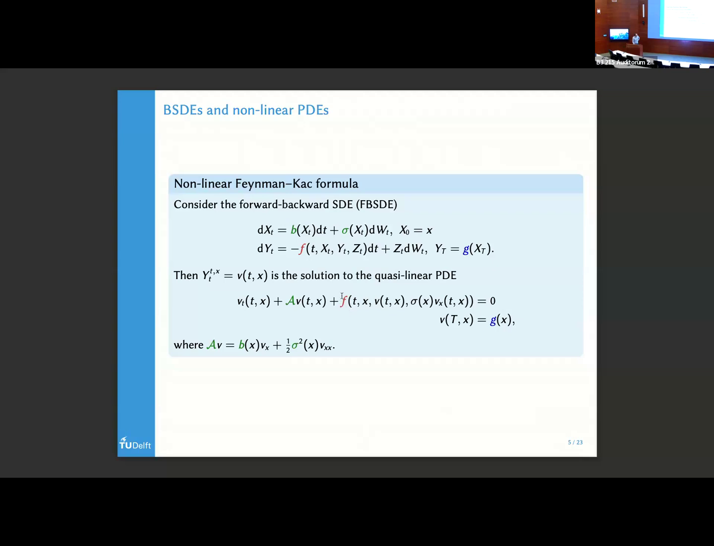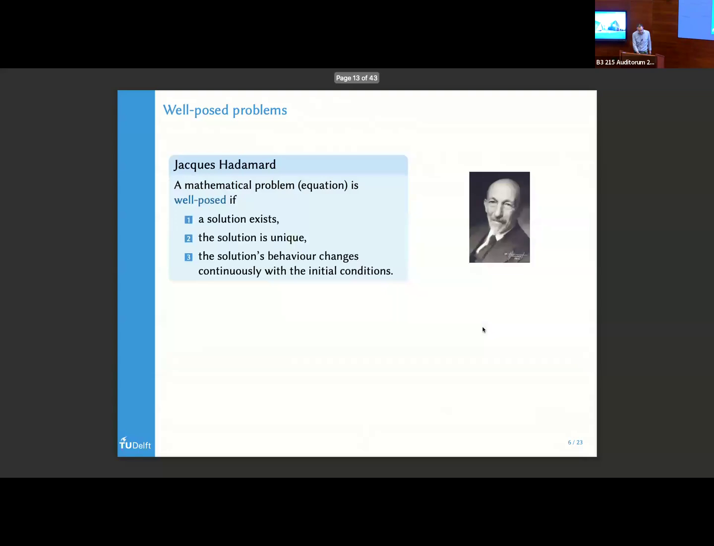Here you get this drift term from the BSDE, and here you have the terminal condition. Okay, so you can also associate forward-backward SDEs with nonlinear PDEs, and then you can solve whichever is more convenient for you. Okay, so what do we want to do?